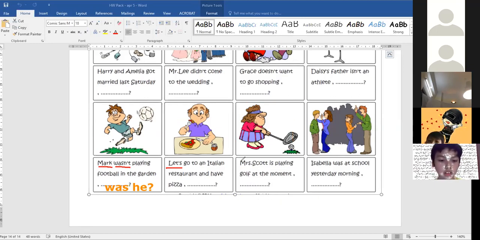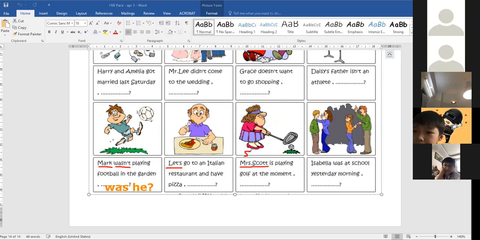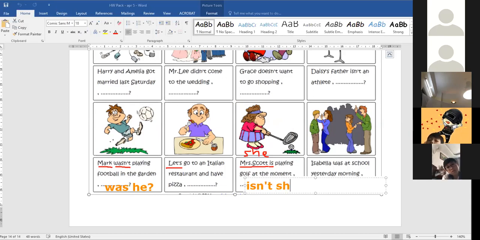Mrs. Scott, who is a girl. Mrs. Scott is playing golf at the moment. What's the opposite of is? Isn't it? Mrs. Scott. Isn't she? Is not a it. All right, yes. Isn't she? All right, Mrs. Scott is playing golf at the moment, isn't she?